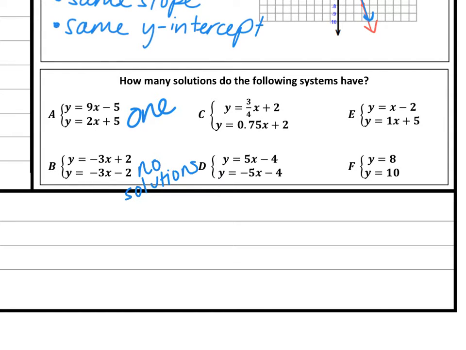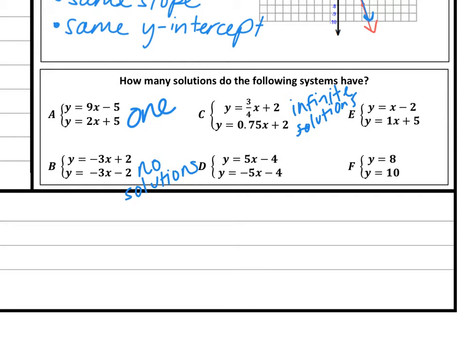Next one, y equals 3/4 x plus 2, y equals 0.75x plus 2. Someone raise your hand, tell me, what do you think? One, no solutions, or infinite solutions? Infinite. Juwan? Infinite solutions. How do you know? Because 0.75 is 3/4. Great. It's the exact same thing. Infinite solutions.